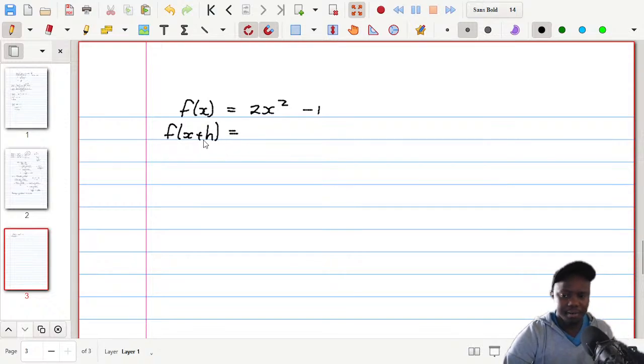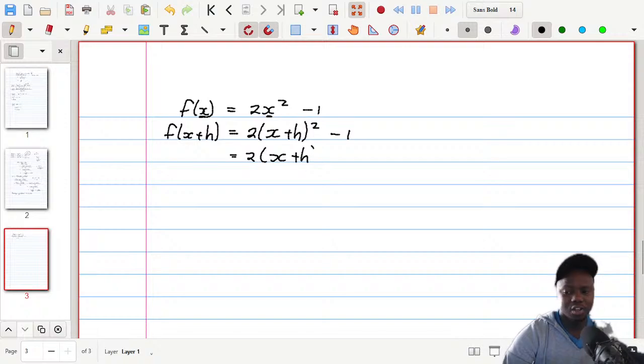What does this mean? Well, this means in our equation for f of x, where we see x, we need to substitute it with x plus h. So this is going to give me 2 into x plus h all squared minus 1. Let's simplify this. This is going to be 2 into x plus h into x plus h, minus 1. As I simplify this, I'm going to get 2 into, multiply the brackets.